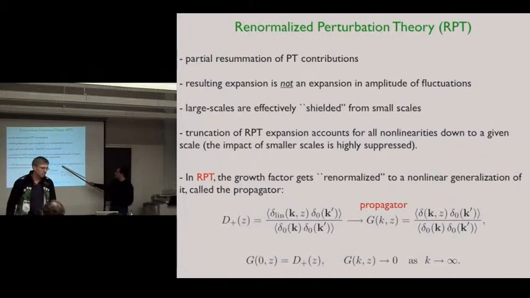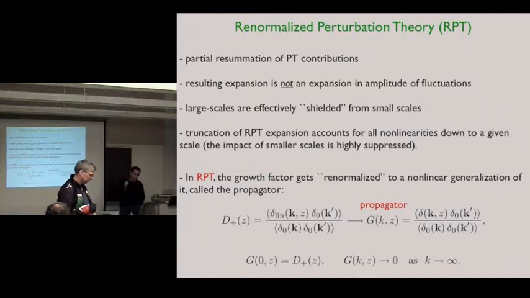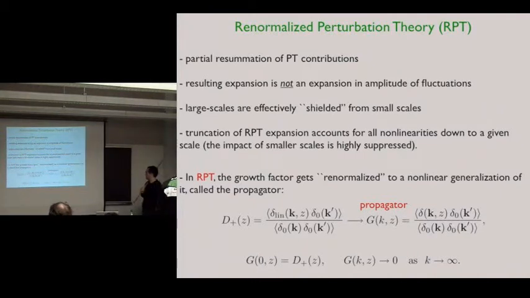And the basic trick, if you wish, or result that's going to come out is that we're going to do this kind of resummation of nonlinearities in such a way that the growth factor, which in linear theory is just a function of redshift, a function of time, becomes something else, which is a function of time and scale. So let me explain what I'm doing here.